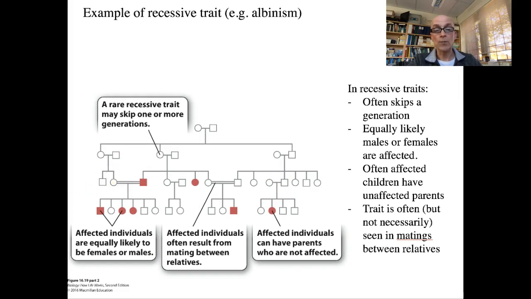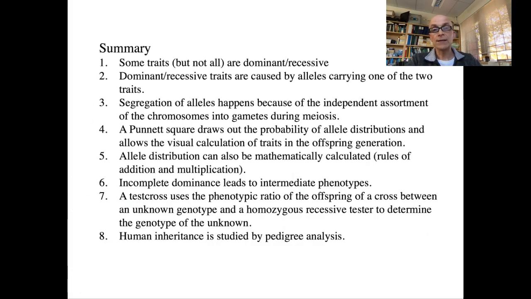All right, we'll talk more about human genetics in the next lecture. Let's just take a quick summary of what we discussed today. We said that some traits, but not all, are dominant or recessive. Dominant and recessive traits are caused by alleles carrying one of the two traits. We said that segregation of alleles happens because of the independent assortment of the chromosomes into gametes during meiosis.